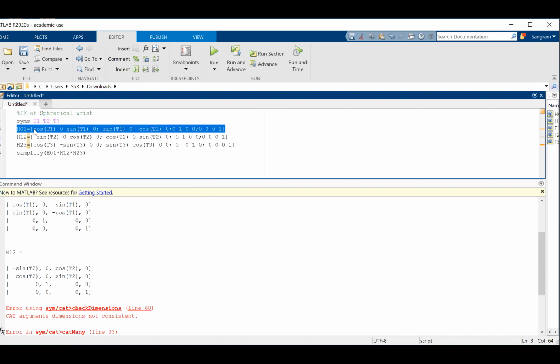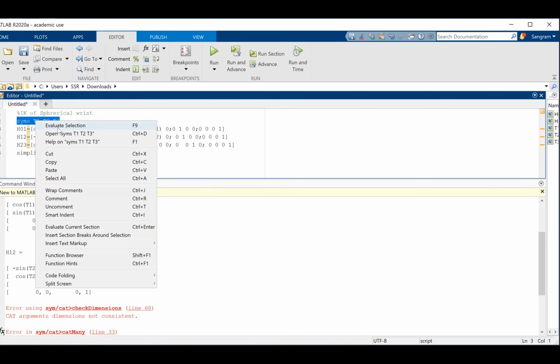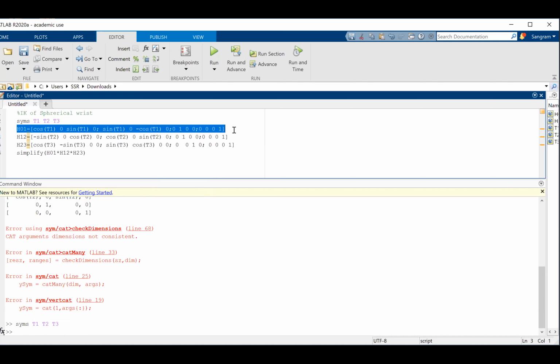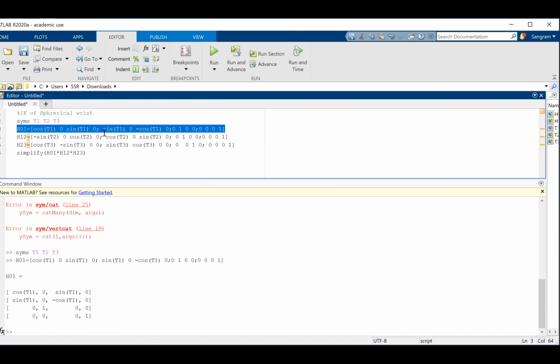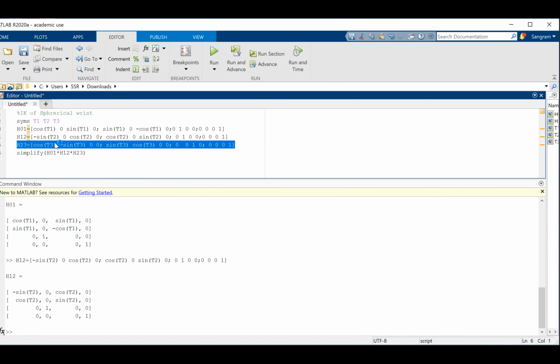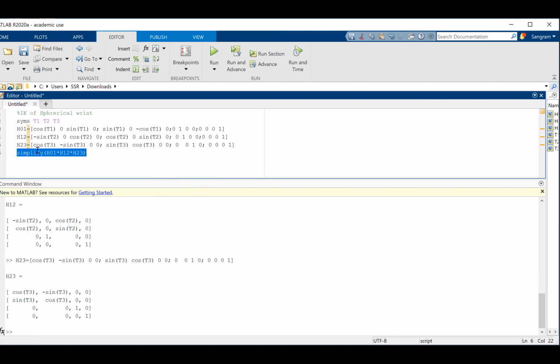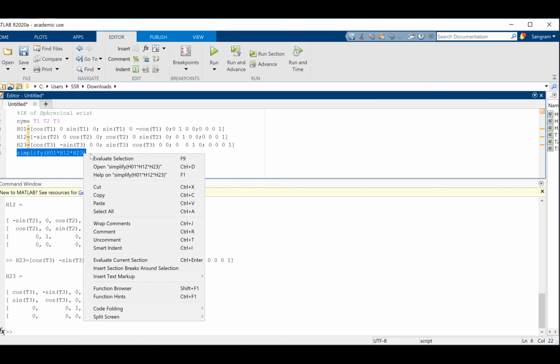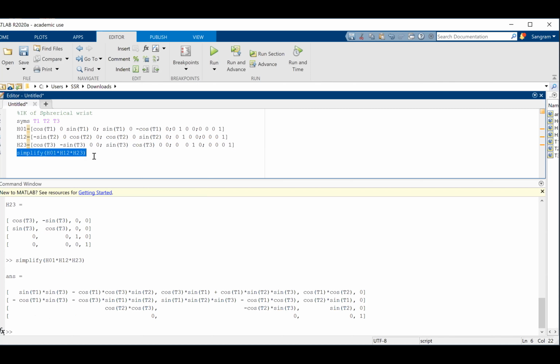So let's see H01. H01 looks okay to me. H12 looks okay to me. H23, let's see, H23 looks okay to me this time. Sorry about that. Now the last one is simplify. And now I land up with this big expression.